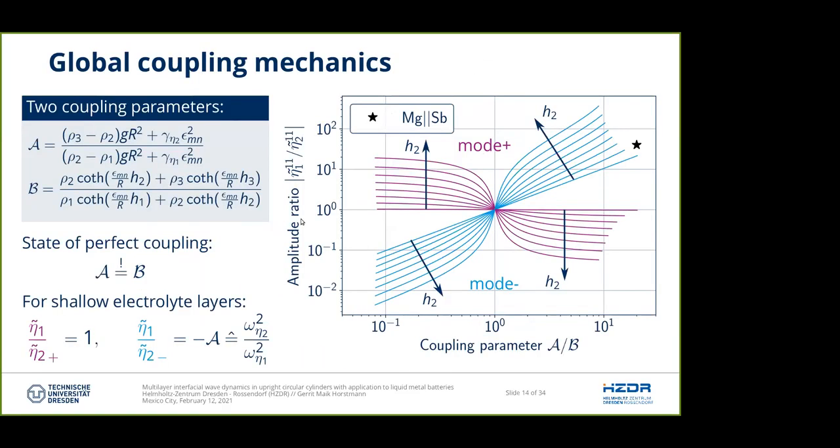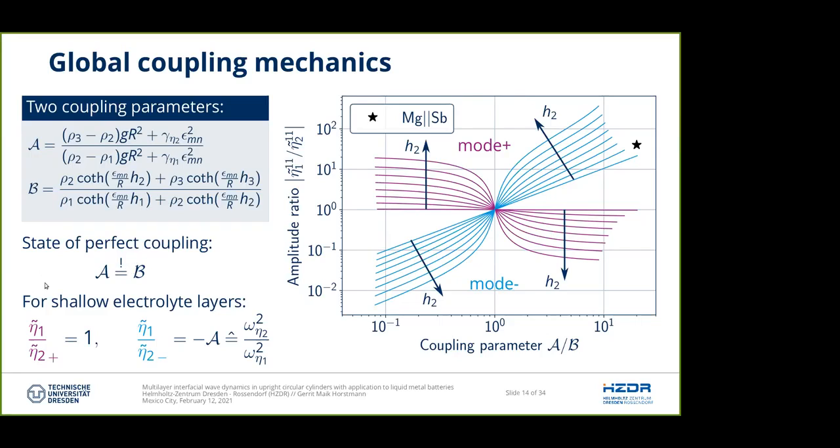And at the end, I succeeded to unify this transition dynamics by introducing two dimensionless parameters. We have one parameter which is a ratio of the restoring forces of both interfaces, and a second parameter which kind of reflects the inertia distribution in the battery. And I could prove that we have almost always a state of perfect coupling if A is equal to B.